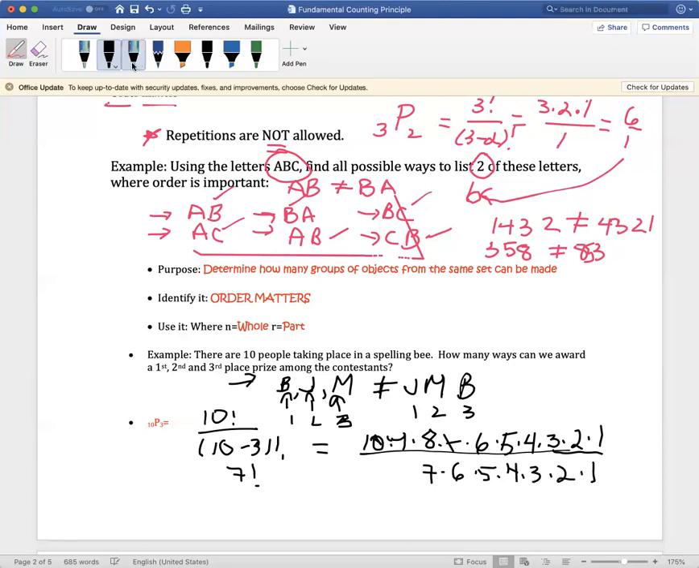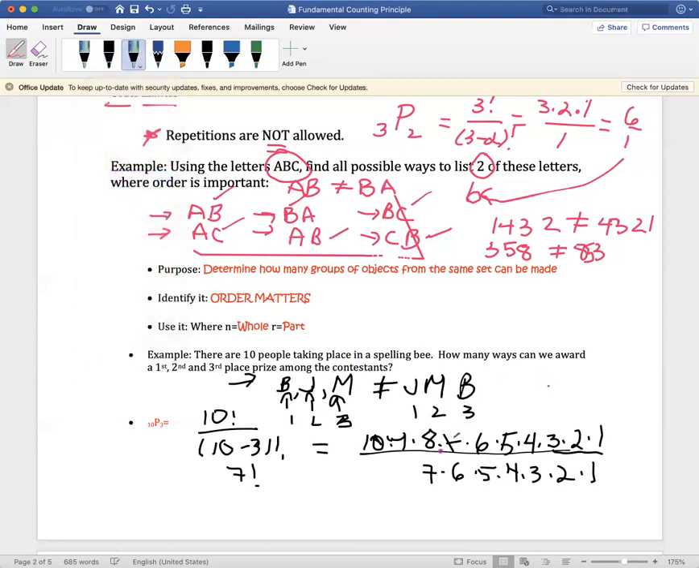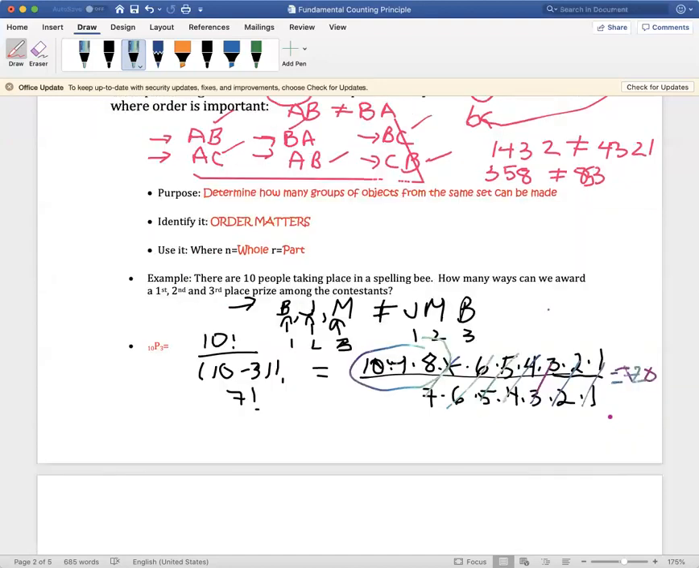And again, using that fundamental principle of fractions that you hopefully have learned before, we can cancel out the factors that are the same in the numerator and denominator. So we can cancel out the 7, 6, 5, 4, 3, 2, 1. And we're left with, in the numerator, just 10 times 9 times 8. And that gives us a total of 720 ways to do this. So there's a good example of a permutation.